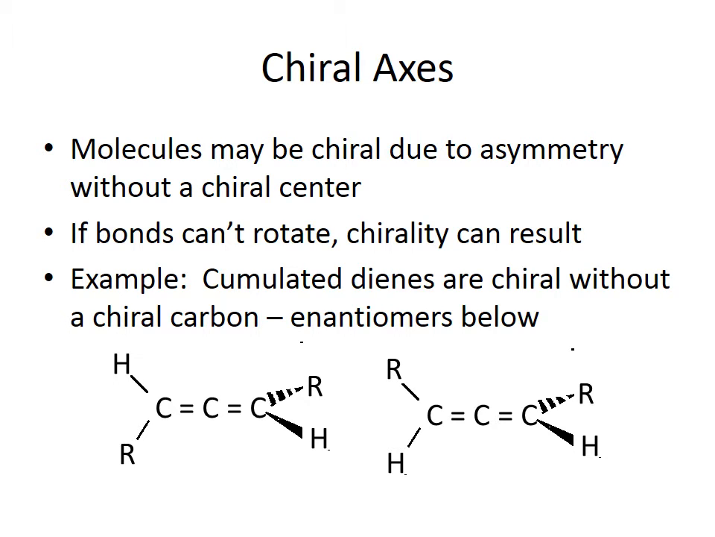All right, there are some molecules that don't have a chiral carbon, but are still chiral compounds. They're not very common, but they can be chiral because they have asymmetry, even though they don't have a chiral carbon. This occurs when you have bonds that can't rotate. Here, this is when you have two double bonds next to each other. These are called cumulated dienes. You can have a similar thing with two rings that are attached at one carbon.